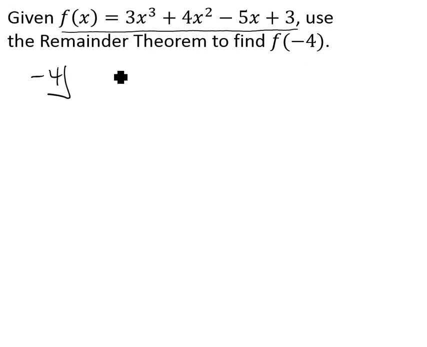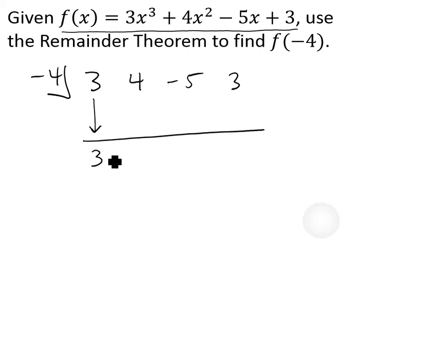And so we'll go ahead and fill in our coefficients. On our x cubed we have a 3, and on the x squared we have a 4. On the x we have a negative 5, and our constant term is 3. So leave ourselves room to write another row and bring that first number straight down. Multiply by what's in the box, 3 times negative 4, and then add down the column.